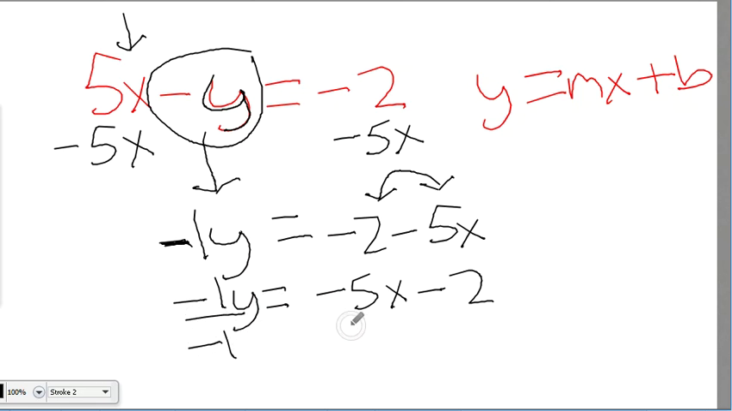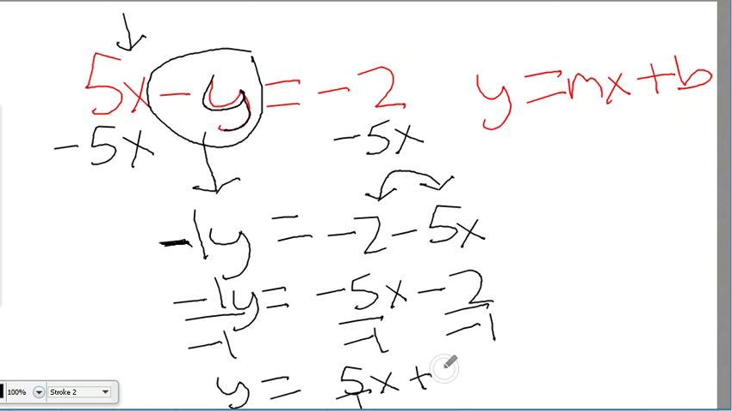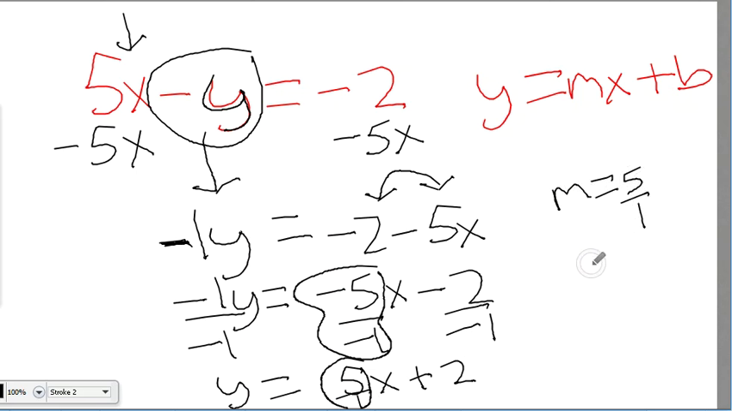To get rid of the multiplication of negative 1, we're going to divide everything by negative 1, which gives us y equals positive 5 over 1 x, and then a negative 2 divided by a negative 1 is a positive 2. Notice how on this one, a negative divided by a negative, I just rewrote that as a positive, and I left the slope as a fraction of 5 over 1. And then my y-intercept is 2.